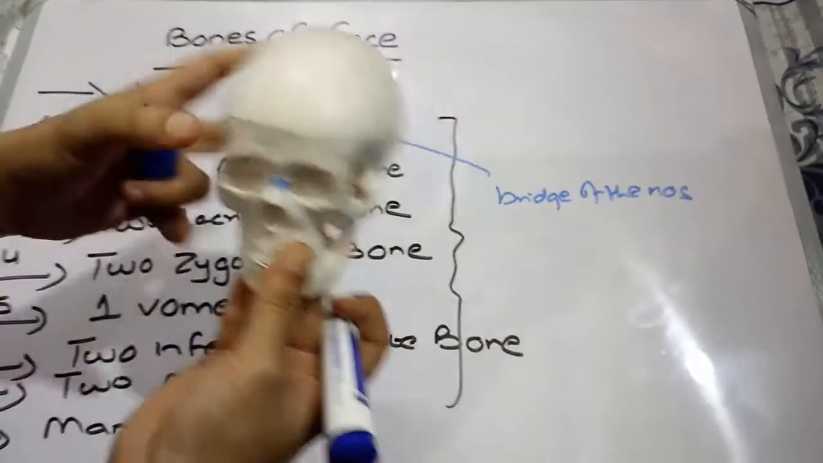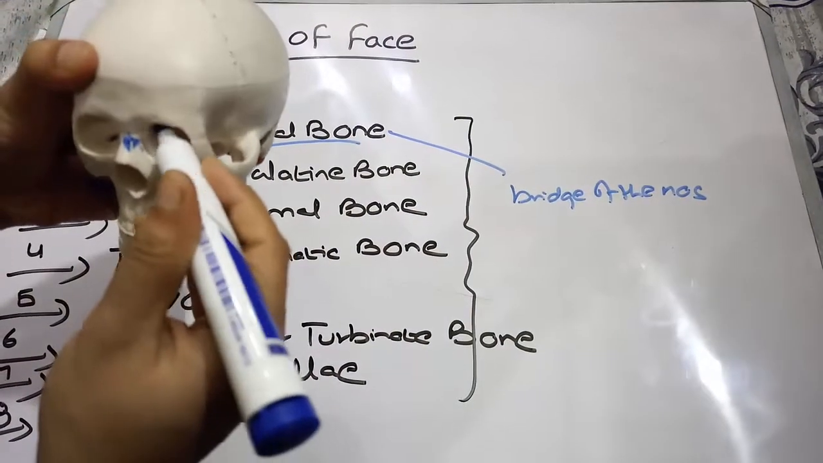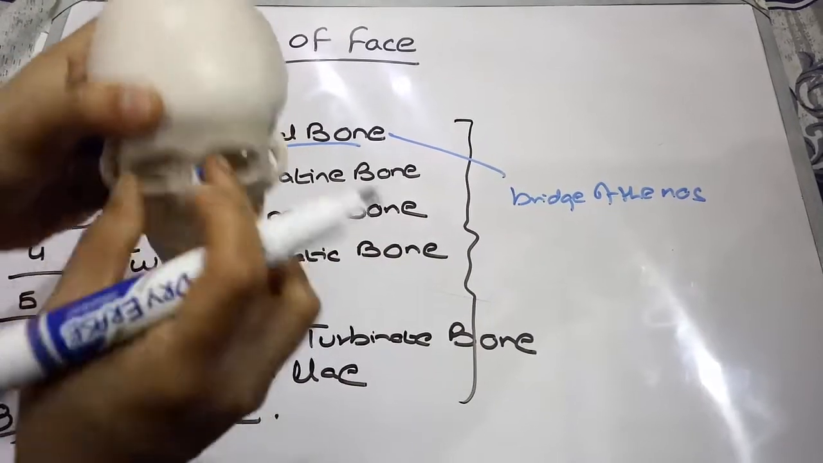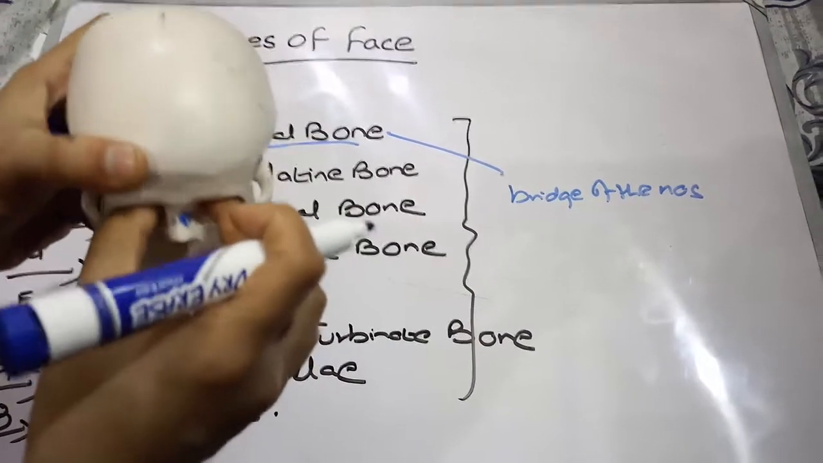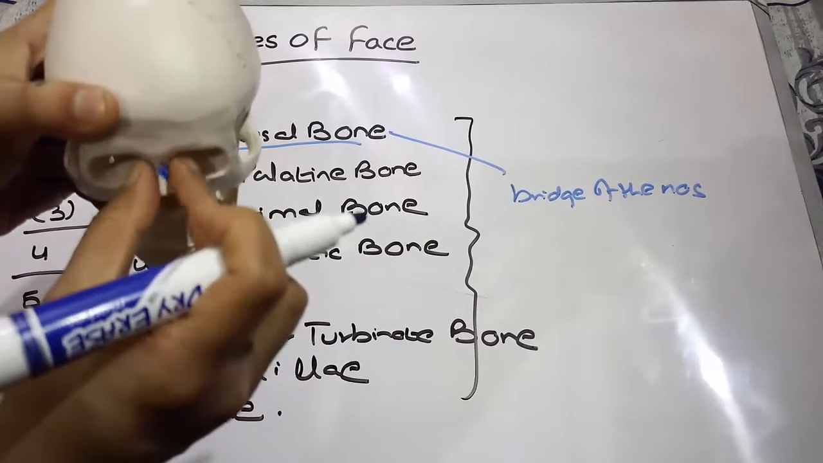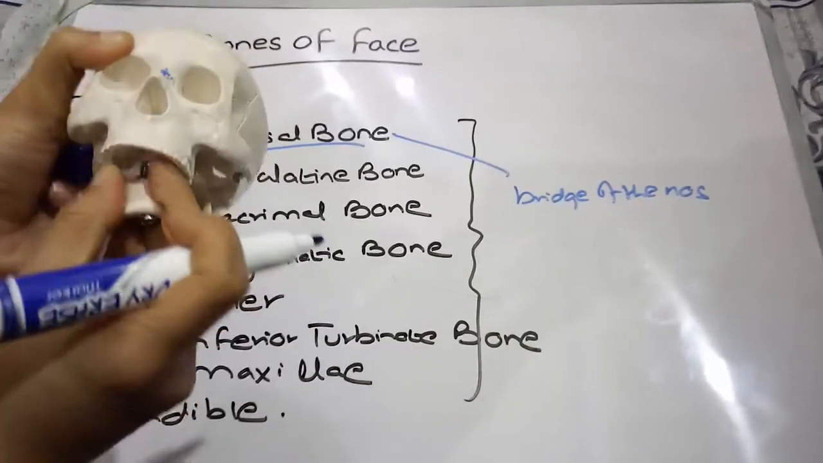Then we have two lacrimal bones. The bones inside our orbits form the lacrimal bones. Two lacrimals, two nasal, two palatine bones.